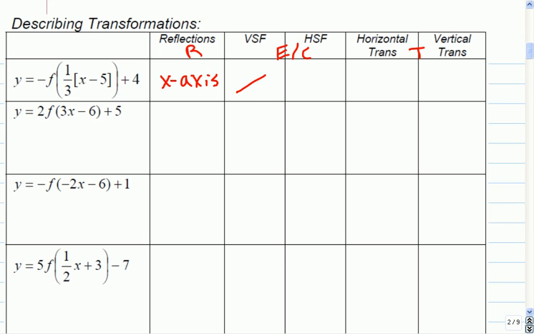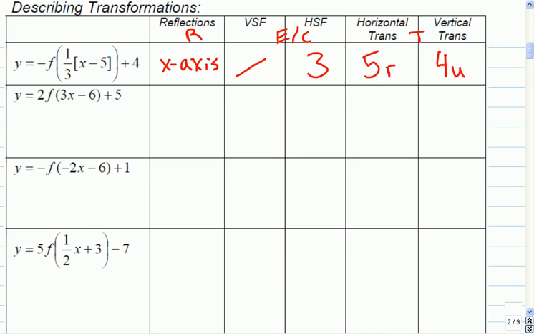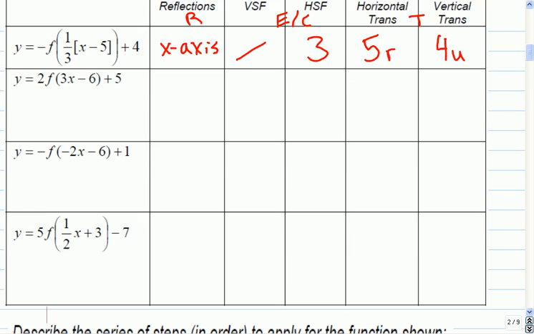Okay? Horizontally? Yeah. And translations? 5 where? Right. Okay, so we'll just go like this. 5 right and 4 left. 4 up. Yeah. Okay, so remember, as I mentioned, the easiest way for you to see the transformation happen is when you take out the horizontal stretch factor.